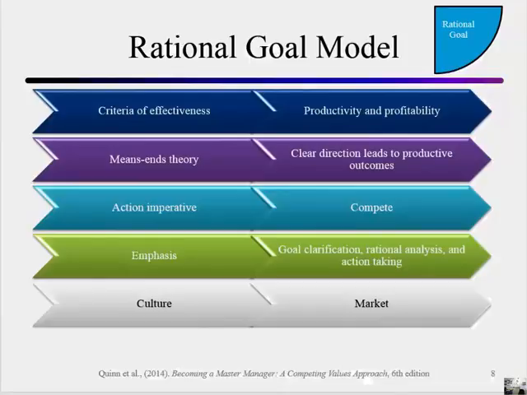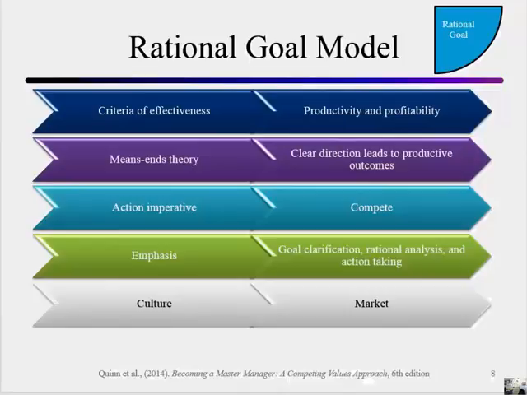Means ends theory, so looking at the ends here, well, clear direction is really important in the rational goal model, and it leads to productive outcomes. So managers using this model of thought will put a lot of emphasis on how they communicate direction, goals, outcomes, and make sure that they're productive in the process, so making sure that projects are completed. In these organisations or these models, you'll see managers celebrate success. They will put an end or a full stop by celebrating the outcome and saying this was good. That's of course if it was positive.